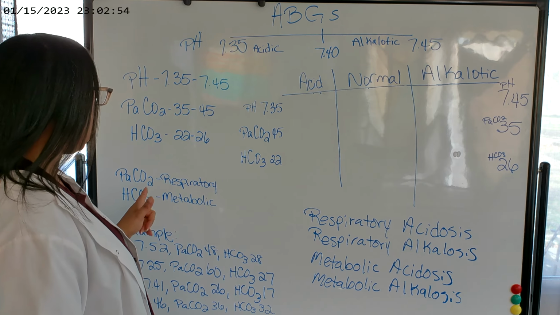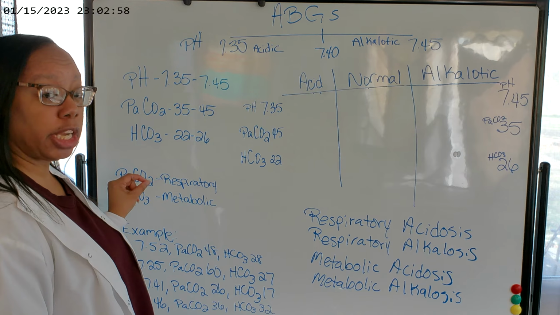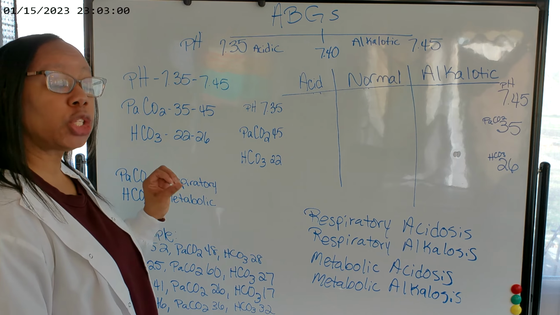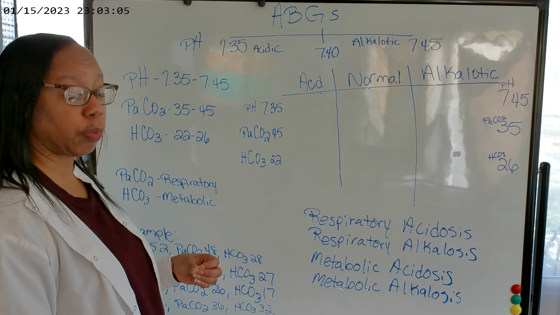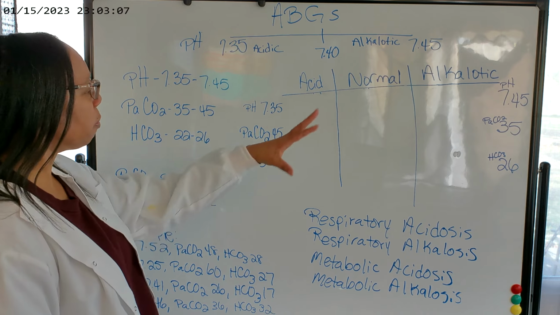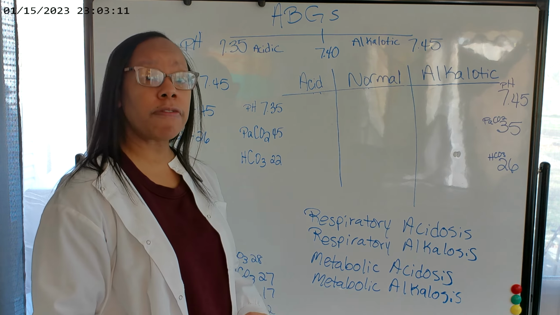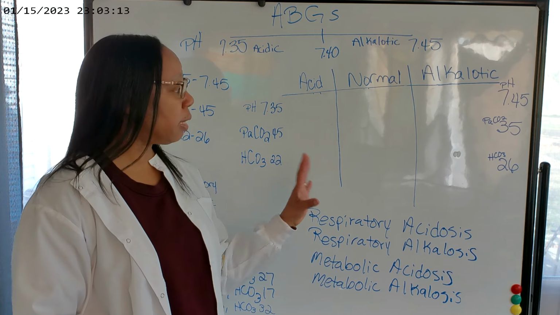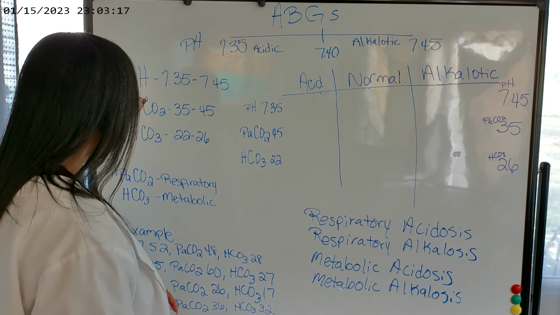Remember, we also said if our issue is with our CO2, it's a respiratory issue. And if our issue is with our bicarb or our HCO3, then it's a metabolic issue. Okay? So let's plug in some of this. We're still going to use the tic-tac-toe method that we learned from the previous video, but let's start plugging these in to kind of see what's going on.